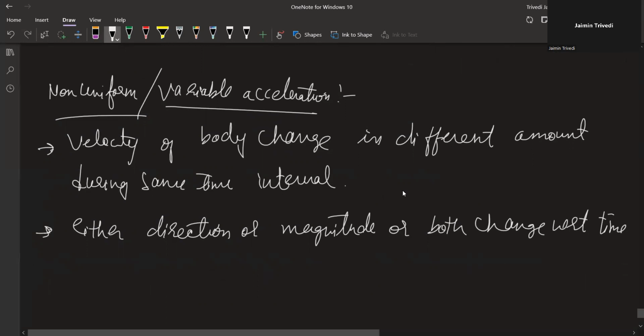Now, can you give me an example for this one? Where direction is also changing and magnitude is also changing. Circular motion. Exactly. In circular motion, if you observe, its direction keeps on changing. So we can write here the example.